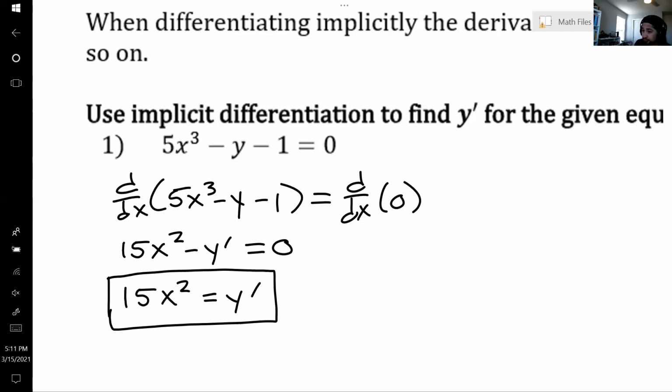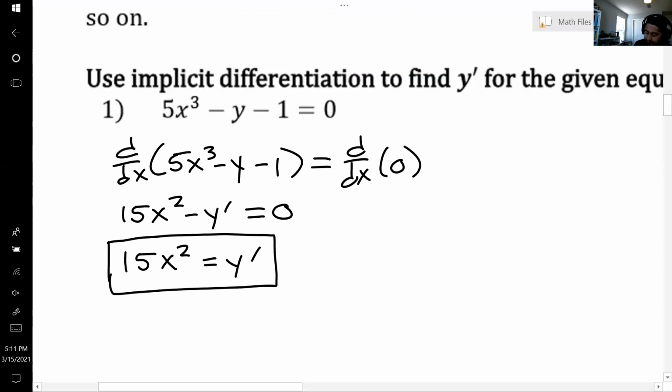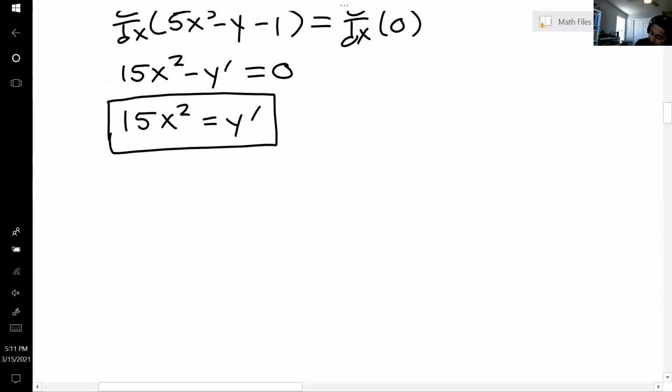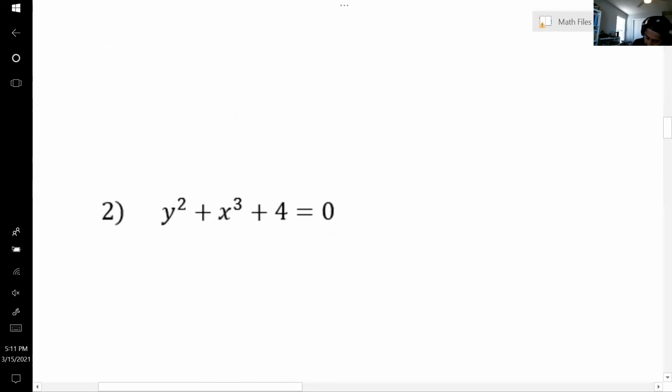All right. Okay, let's try another one out. That one seemed too easy, right? Okay, so let's do it again.